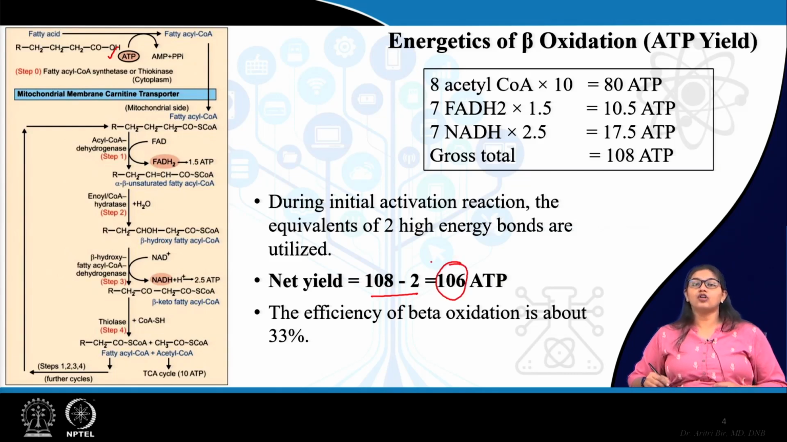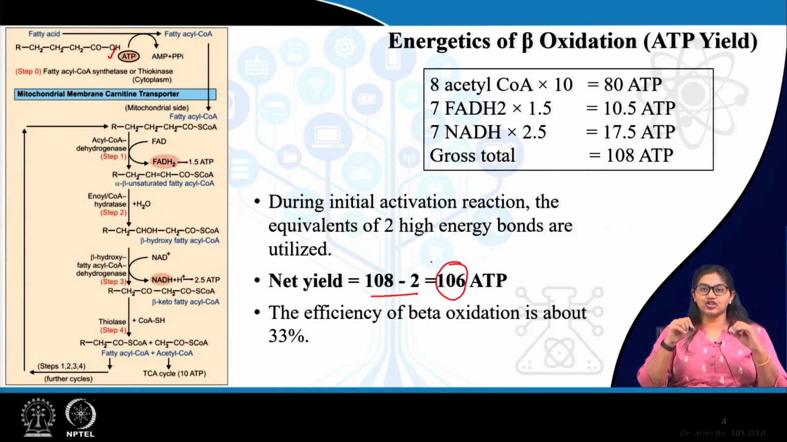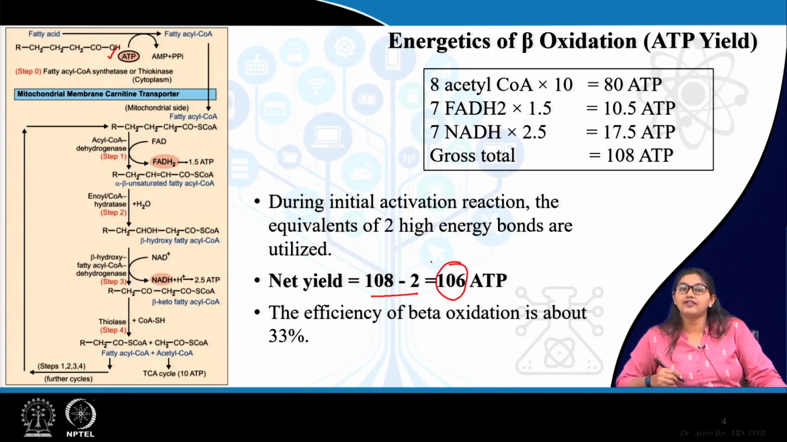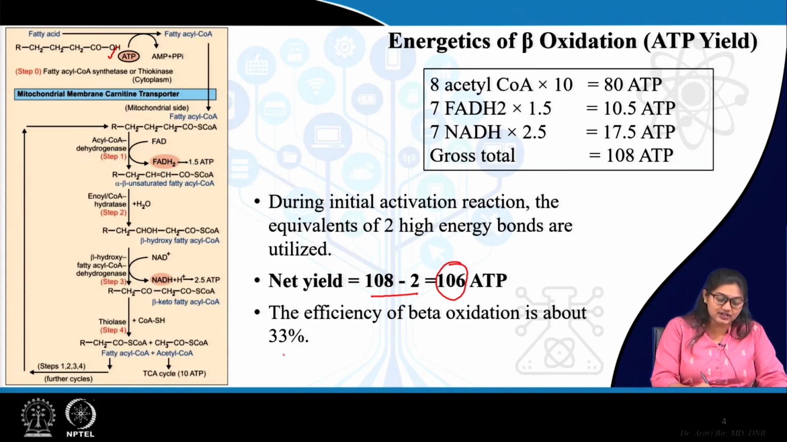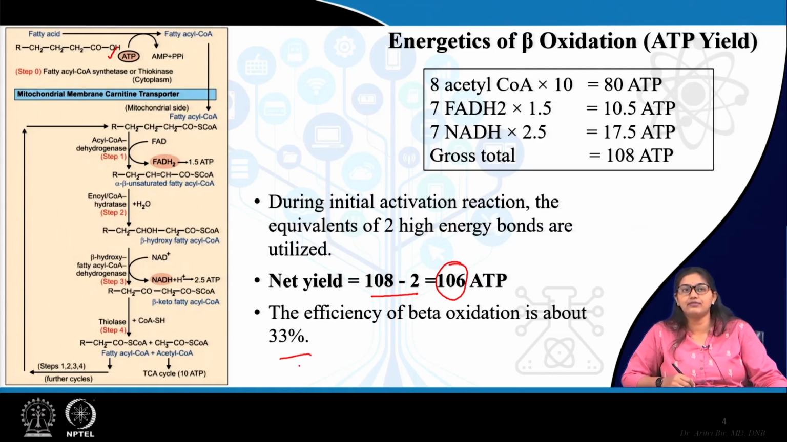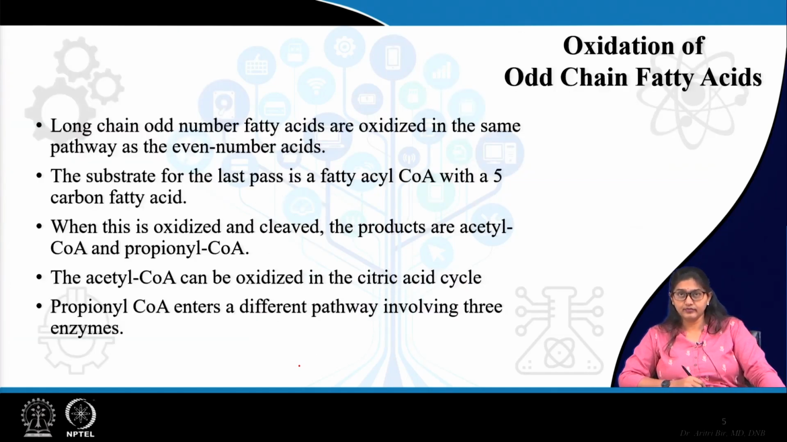So, remember, on complete oxidation of palmitic acid, the net production of ATP is 106 ATPs, and the efficiency of beta oxidation is around 33%. So, this is the energetics of beta oxidation. Remember, this is a very high energy forming pathway: around 106 ATPs are produced from the complete oxidation of one palmitic acid.